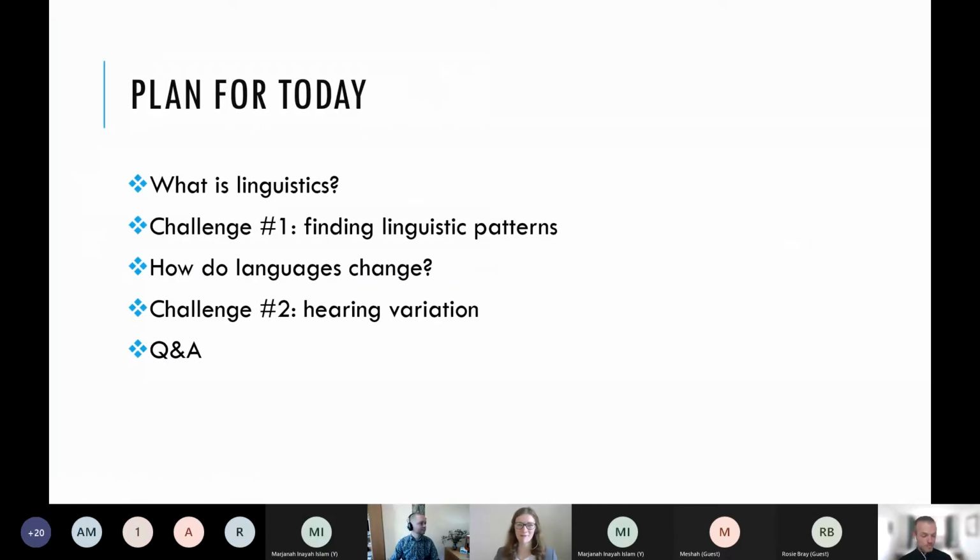So hopefully you've all seen there are a lot of languages out there, even in this quite small group. In fact, across the world, there are hundreds and hundreds of languages. And linguistics is all about studying those languages. But what exactly do I mean by that? That's what I'm going to talk about first. We'll have a look at what linguistics is. Then I've got a challenge for you to have a go at finding some patterns. Then we'll talk a bit about how languages change and have a go at listening out for linguistic variation. And then we'll move on to some questions.